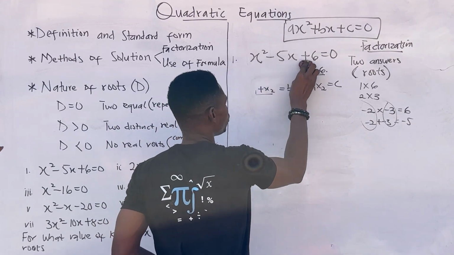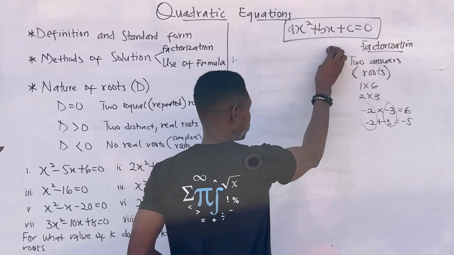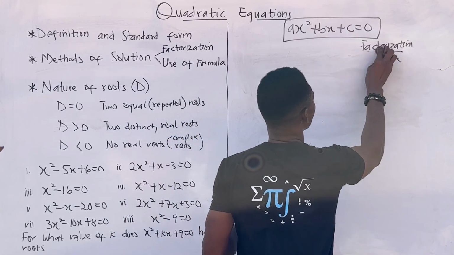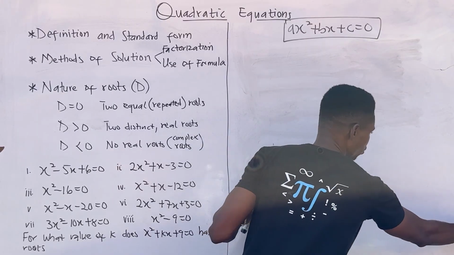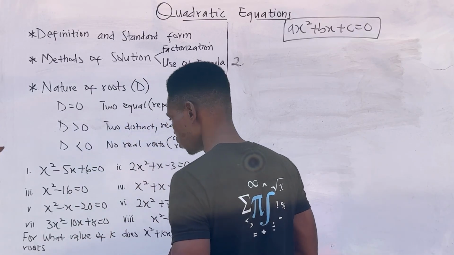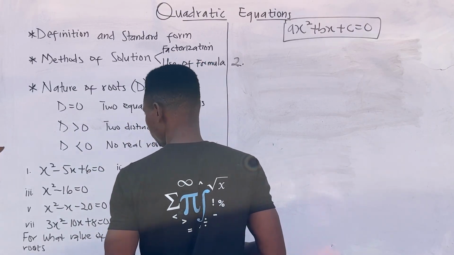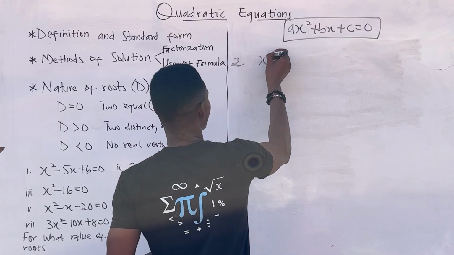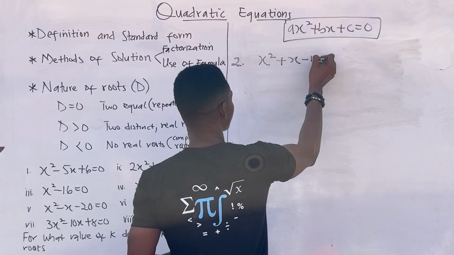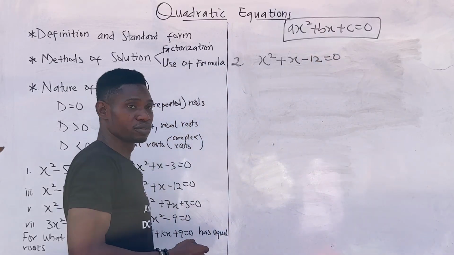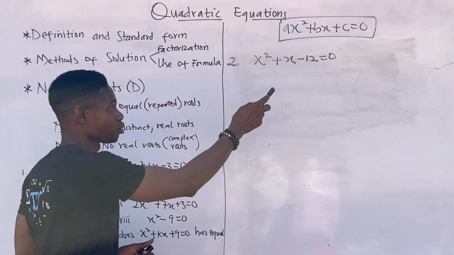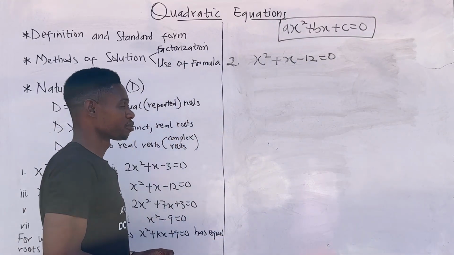So remember I said you're going to have two answers, which we call roots. Those roots are what we get when we factorize, when we solve the quadratic equation. So let's look at number 2. We'll have x squared plus x minus 12 equal to 0.